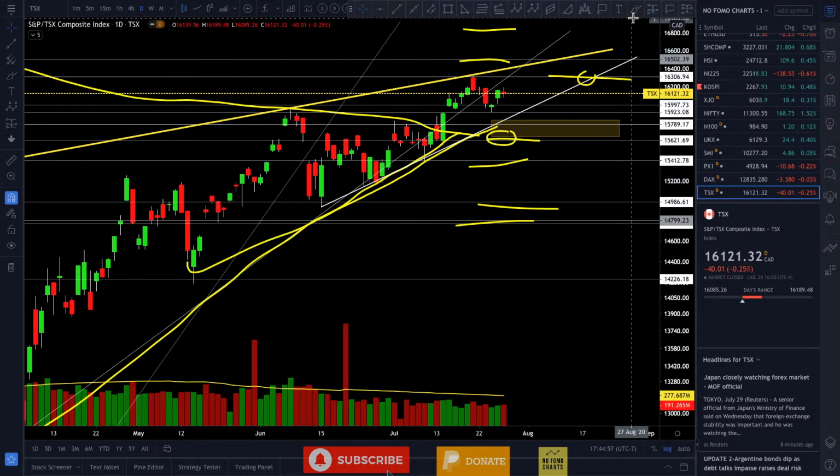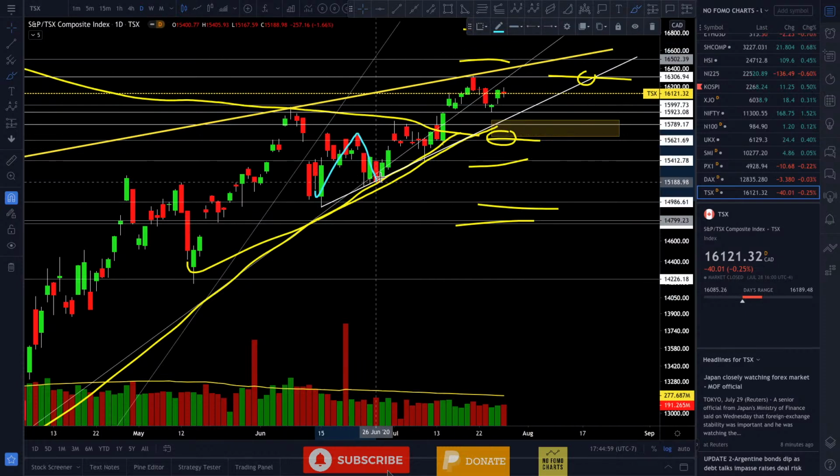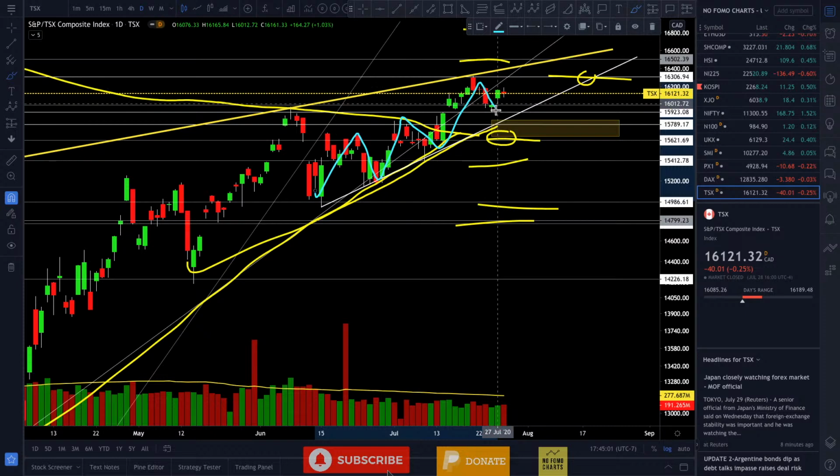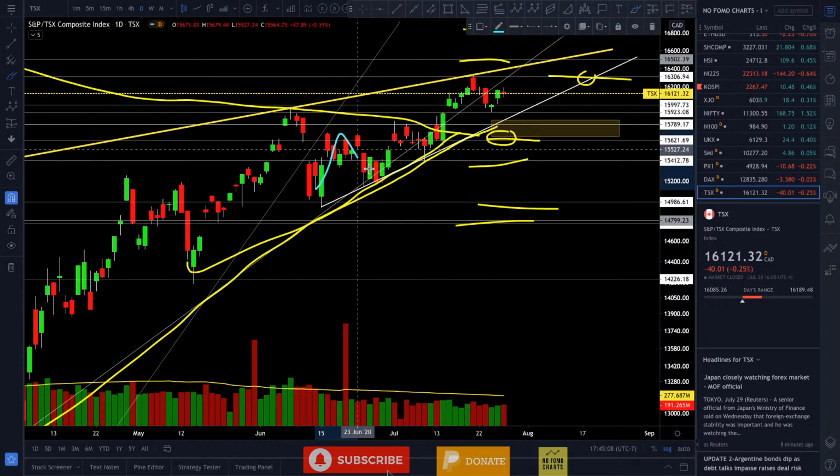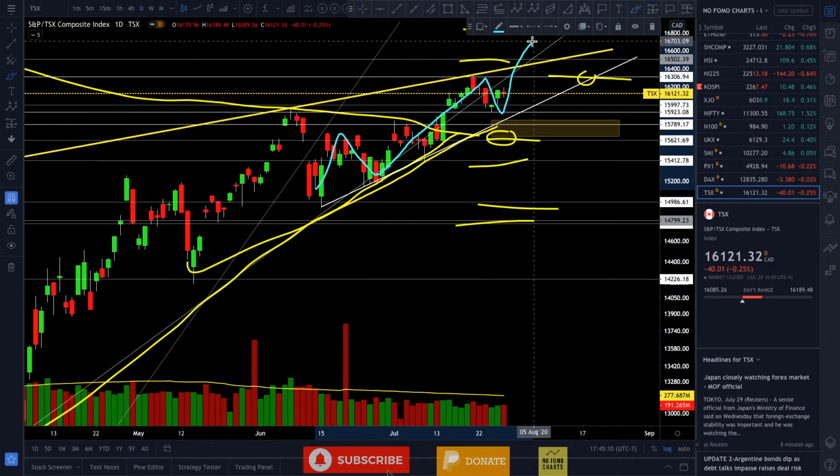But the psychology of the price matters. Higher high, higher low. Higher high, higher low. Higher high, higher low, right? High, low, high, low, high.